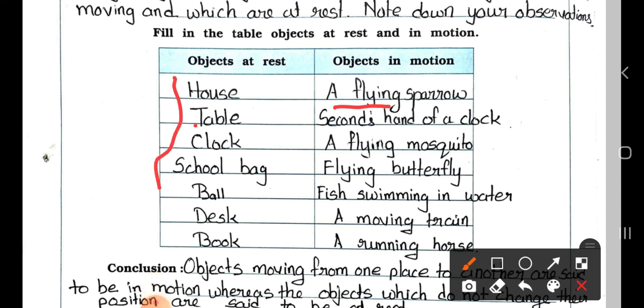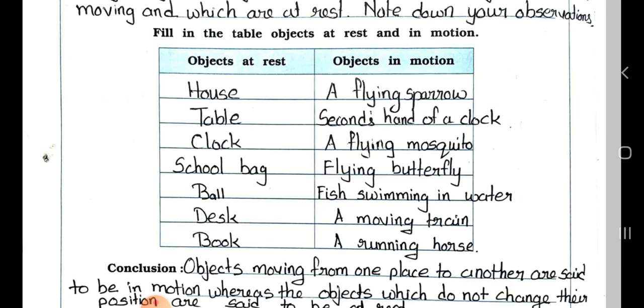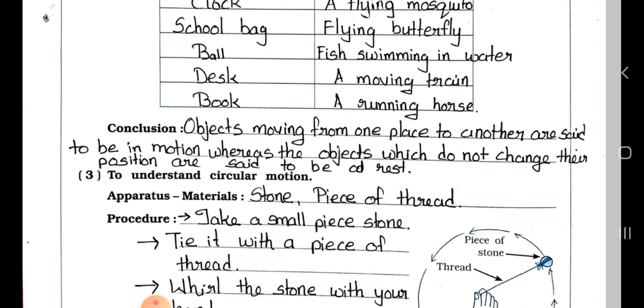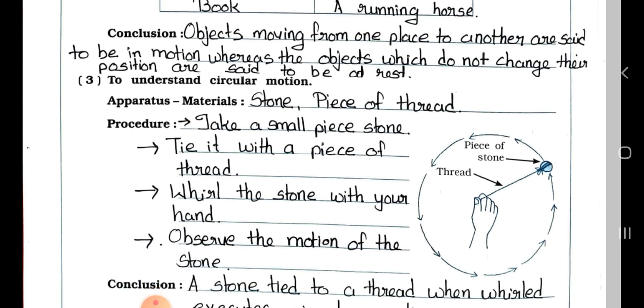These are the objects at rest: house, table, clock, school bag, ball, desk and book. They are in the rest position. And in motion: a flying sparrow, second hand of a clock, a flying mosquito, a flying butterfly, fish swimming in water, a moving train and a running horse. These are in motion. The conclusion is that objects moving from one place to another are said to be in motion, whereas the objects which do not change their position are said to be at rest.